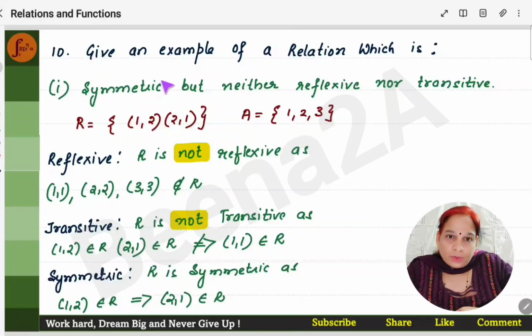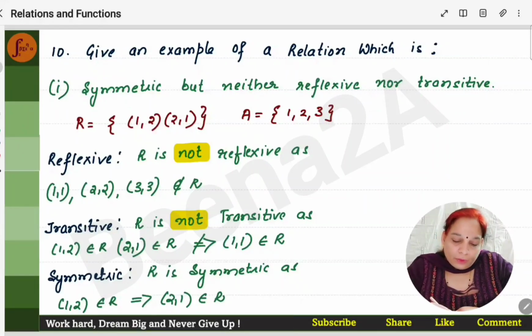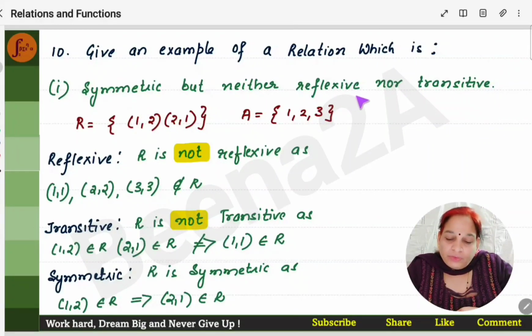So, let's look at this problem. Give an example of a relation which is symmetric but neither reflexive nor transitive. So, we need to find an example where it should be symmetric but not reflexive and not transitive. We know the condition for symmetric: the reverse combination should be there. If you have 1 comma 2, you should have 2 comma 1.